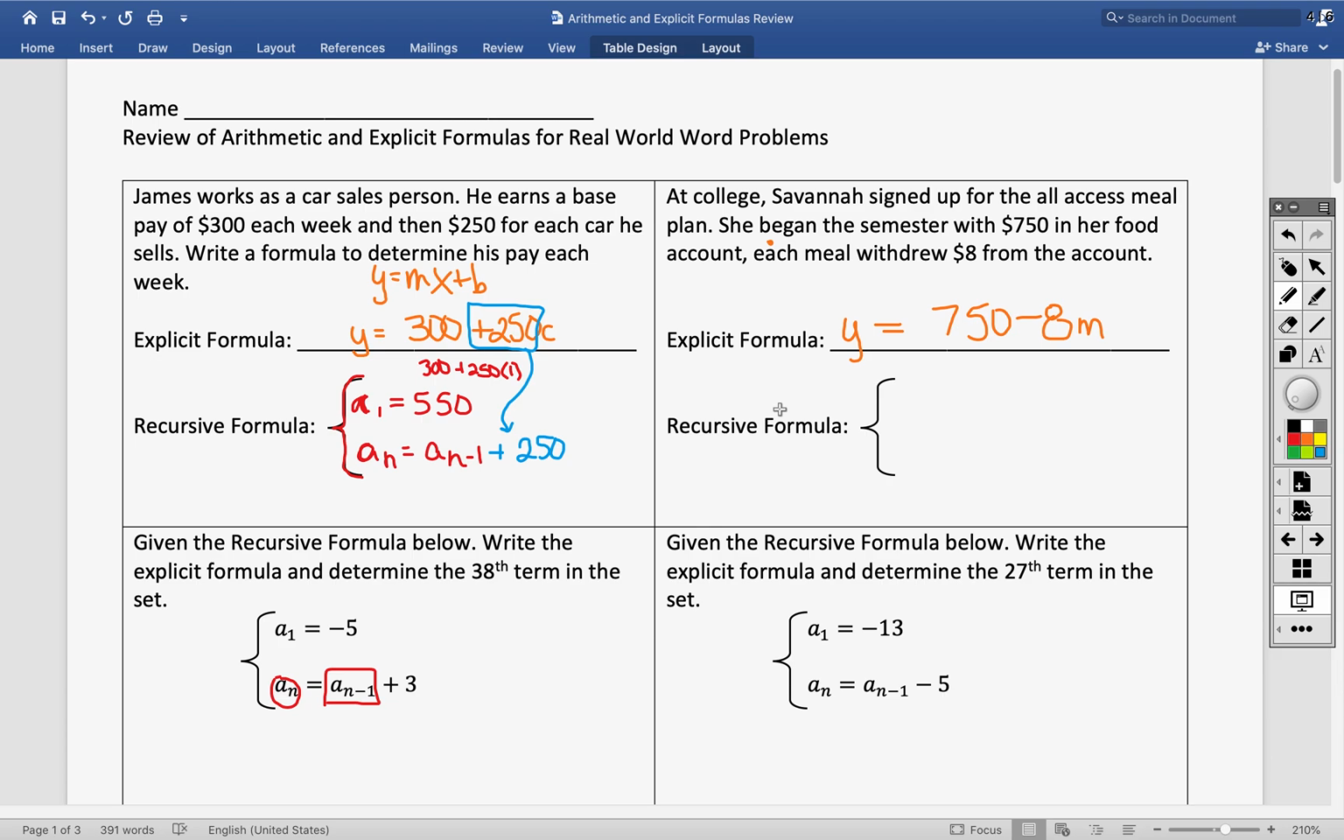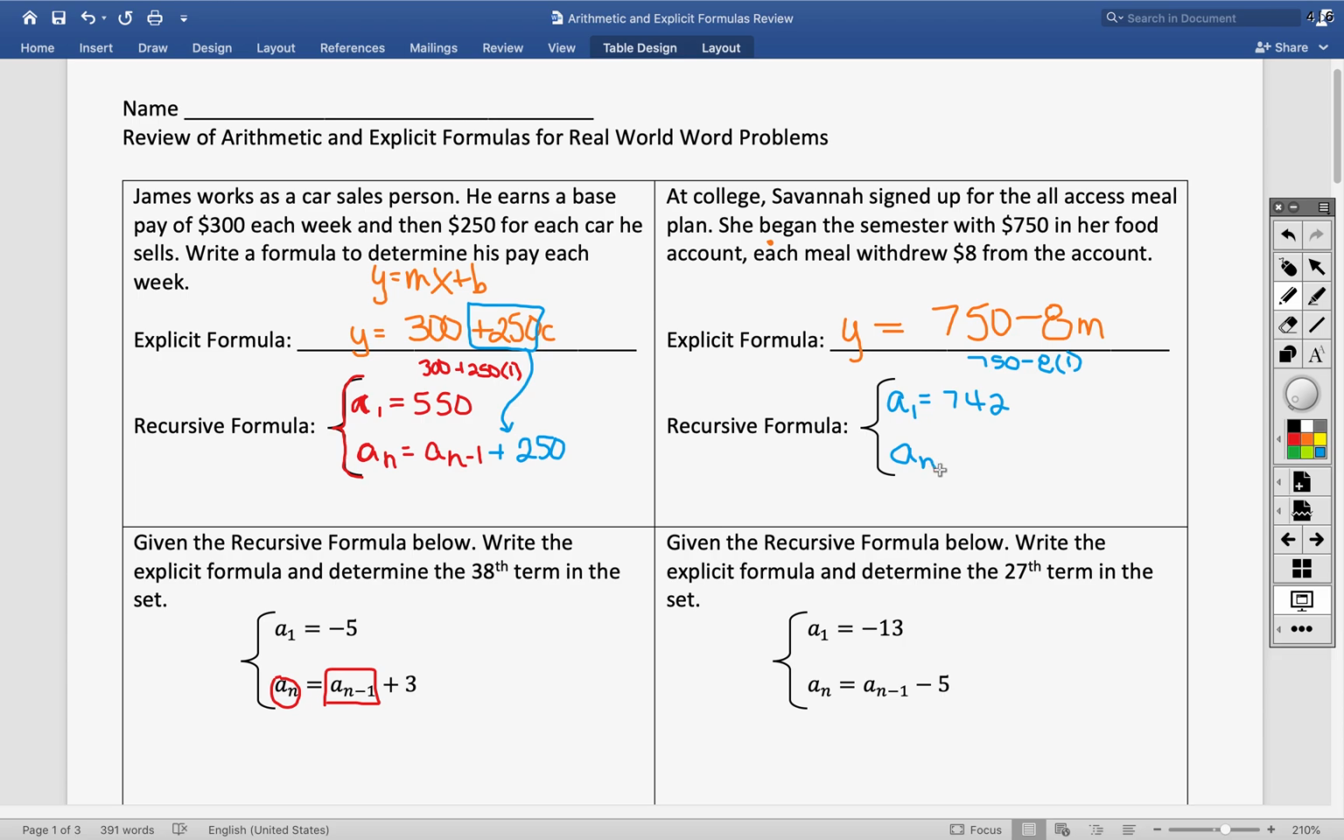Okay, so let's do this one. Again, the bracket means it's the set of numbers where the first number is, and again, to find the first number, you plug 1 into the equation. So it's going to be 750 minus 8 times 1. 8 times 1 is 8, so 750 minus 8 is 742. So the first number in this set is 742.